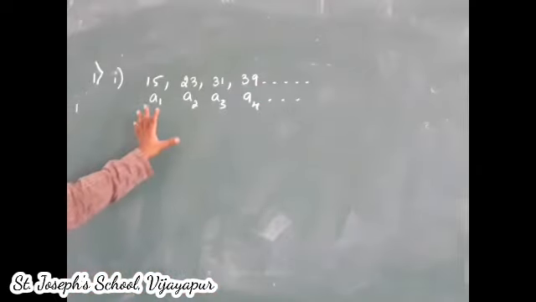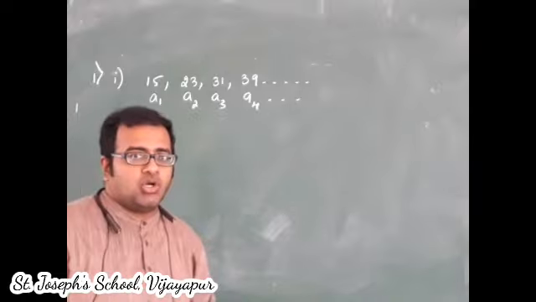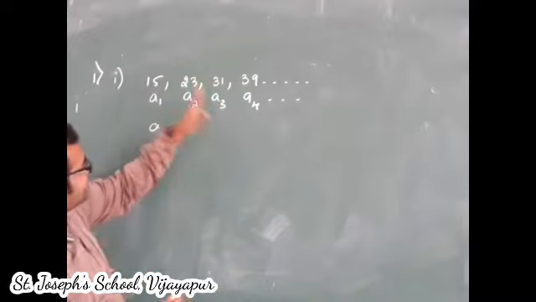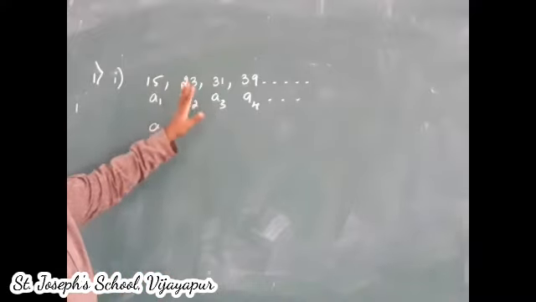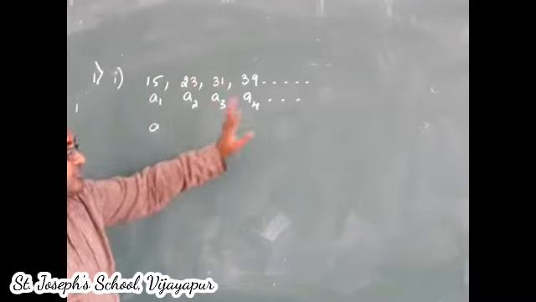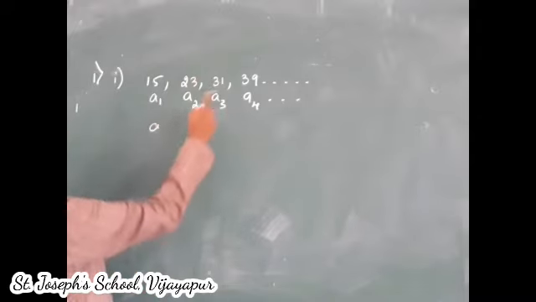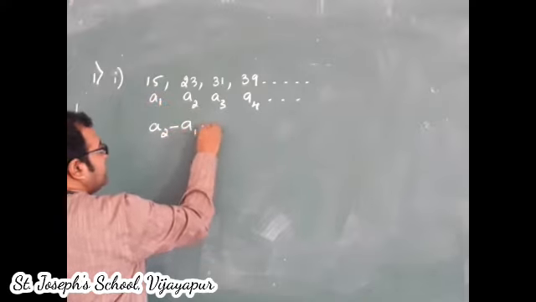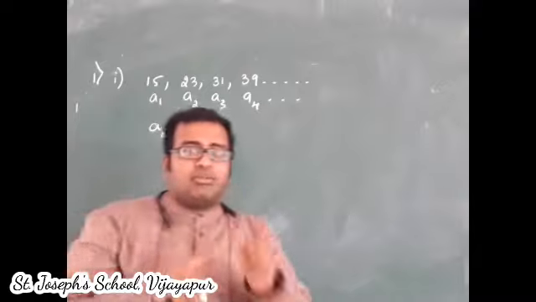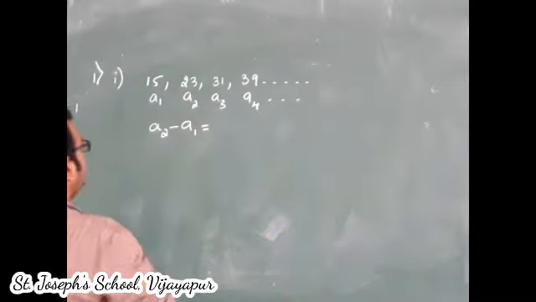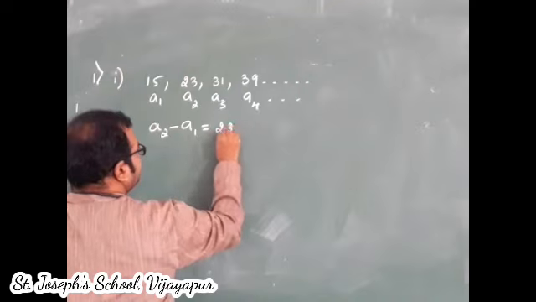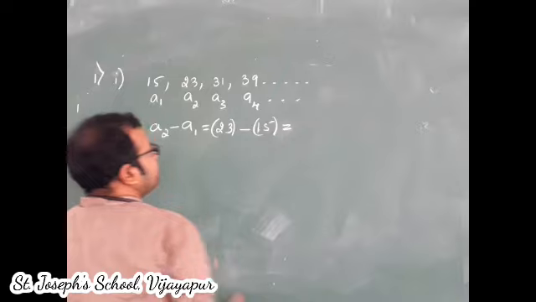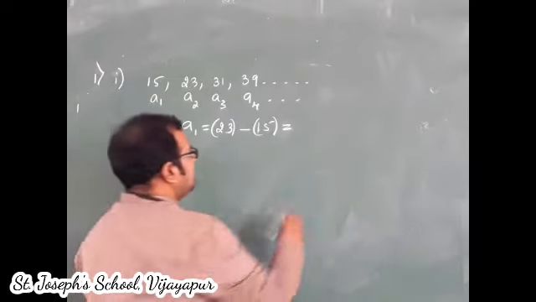To check whether this given sequence is an arithmetic progression or not, what to do is subtract two consecutive numbers. Always subtract the first from the second, the second from the third, the third from the fourth. You have to subtract like that. So, let me check all the numbers. First is A2 minus A1. You should not subtract A1 minus A2, always A2 minus A1. Now, A2 is 23 minus A1 which is 15. The answer is 8.